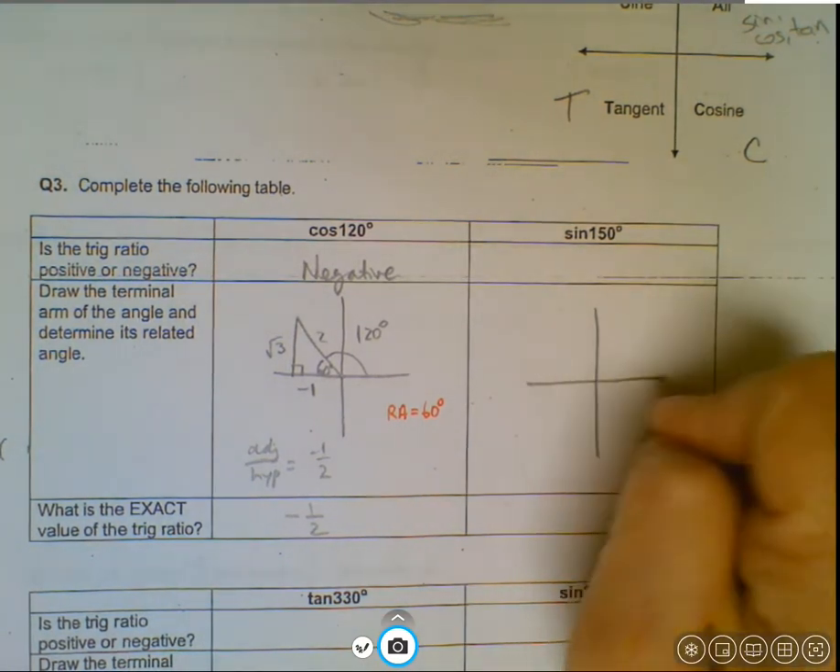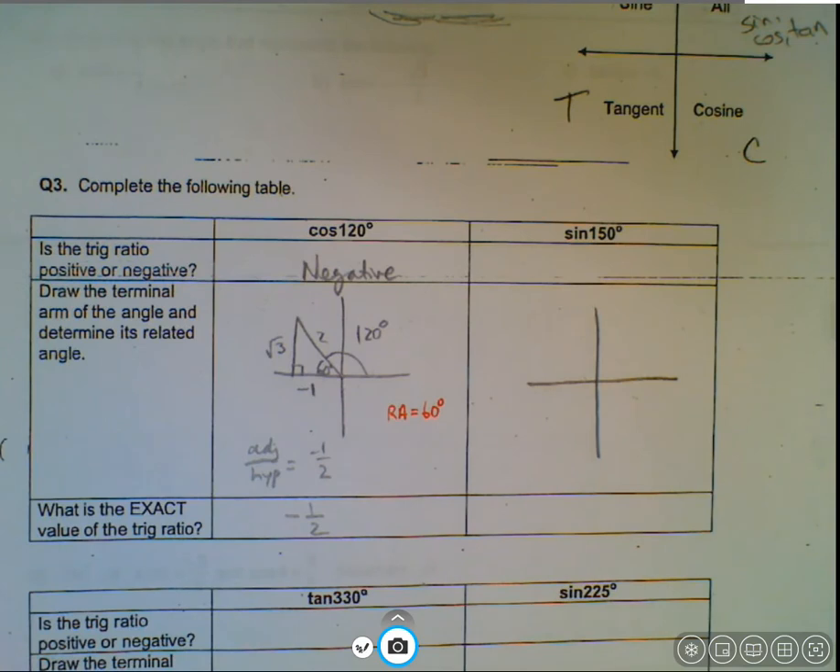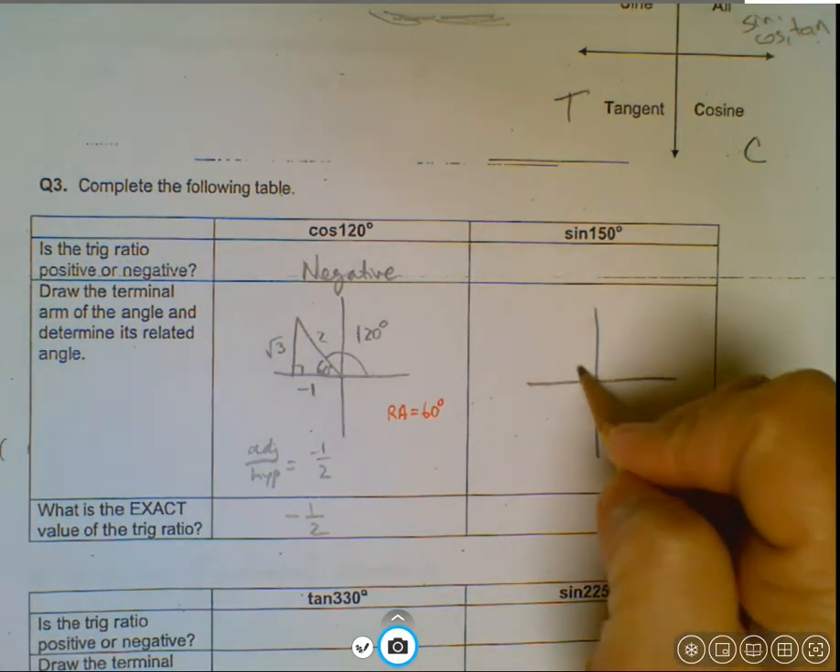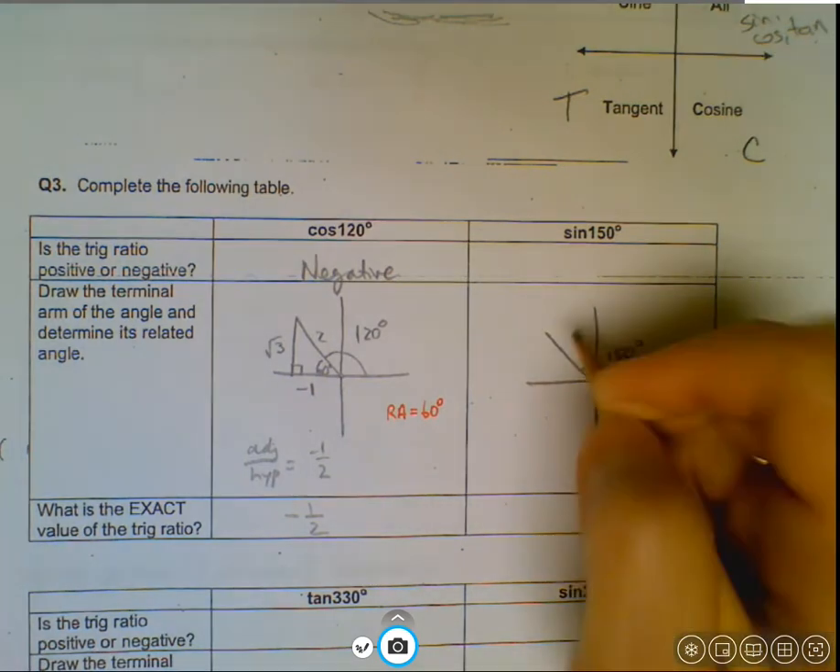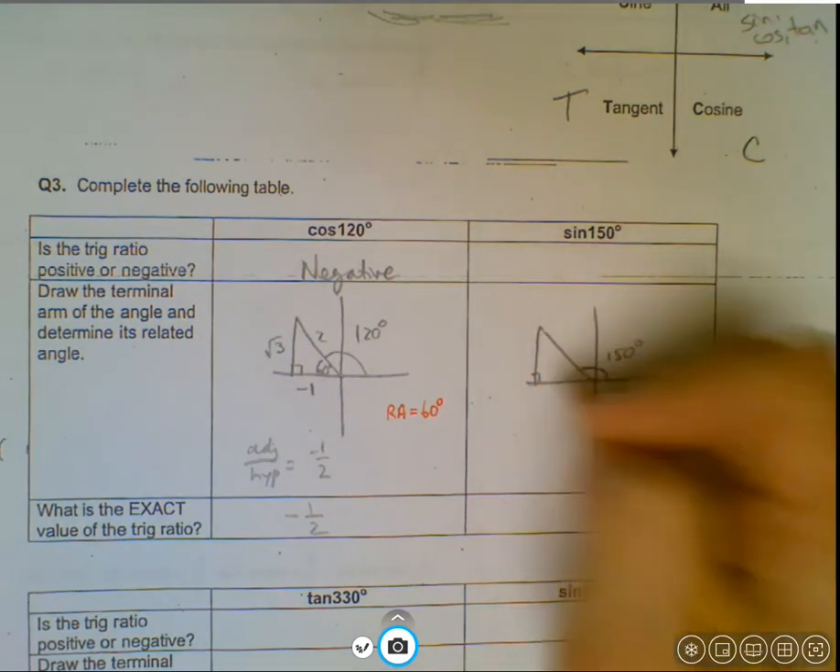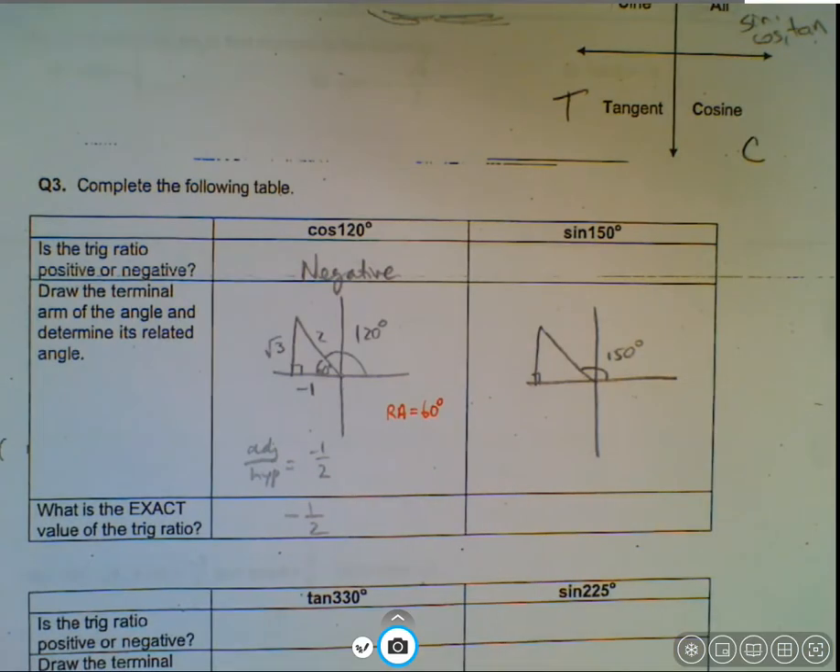Sine of 150 and draw. Every solution starts with the diagram. 150 degrees, it's also quadrant 2. 150 degrees. Now, my related angle is 30 degrees. So let me write that again.